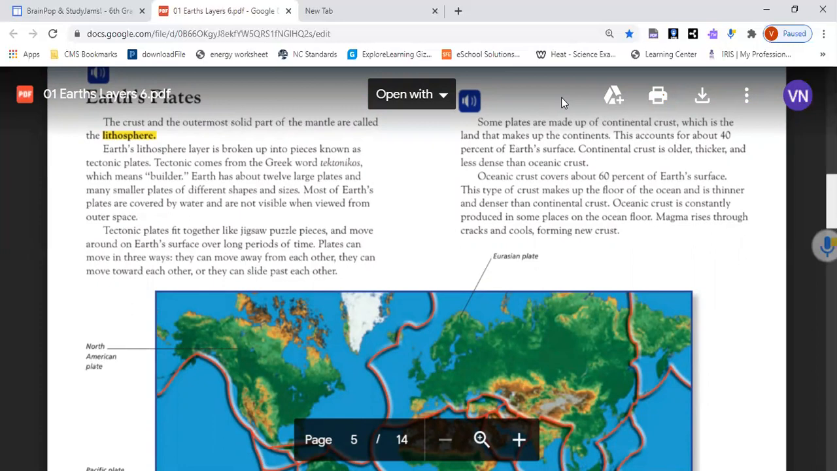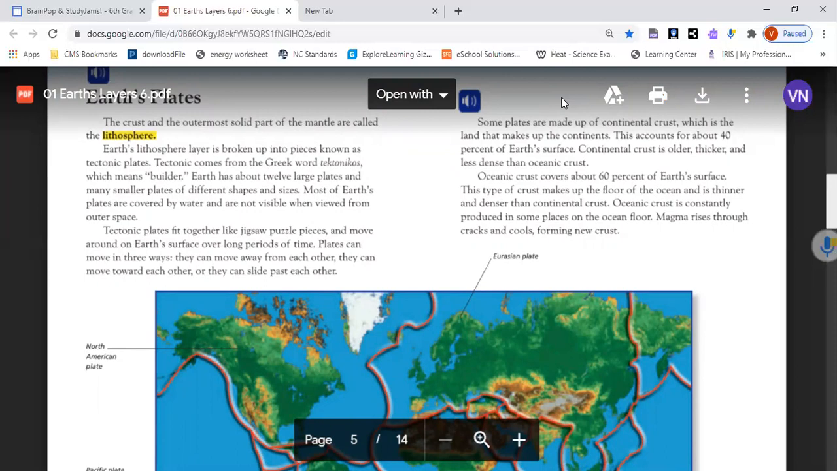Okay, so let's move on now. Earth has about 12 large plates and many small plates of different shapes and sizes. Most of the Earth's plates are covered by water and not visible when viewed from outer space. So that is one of the important concepts. That is why we cannot see the plates, because they are all covered by water.